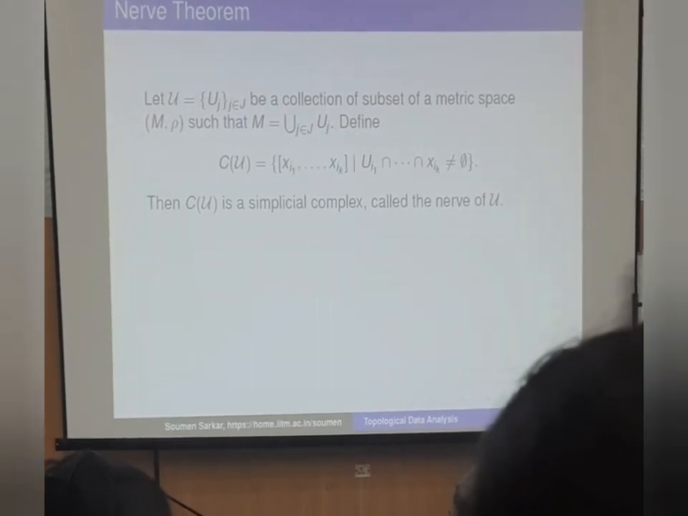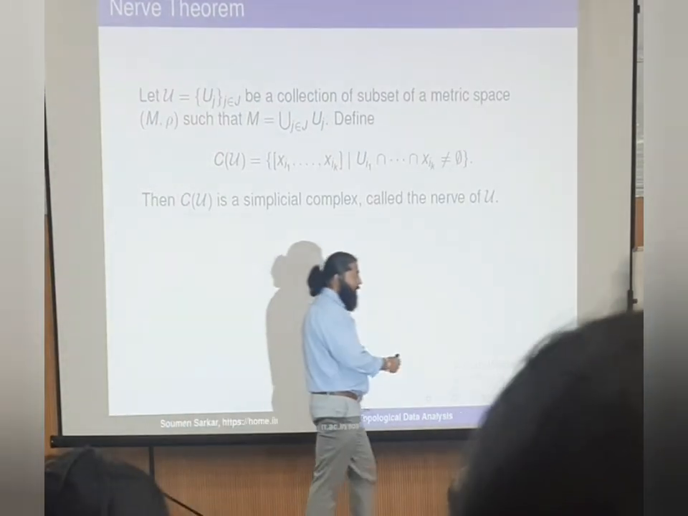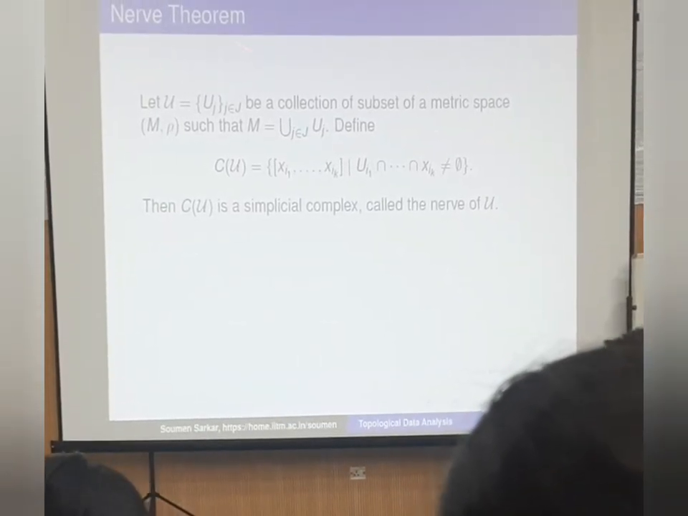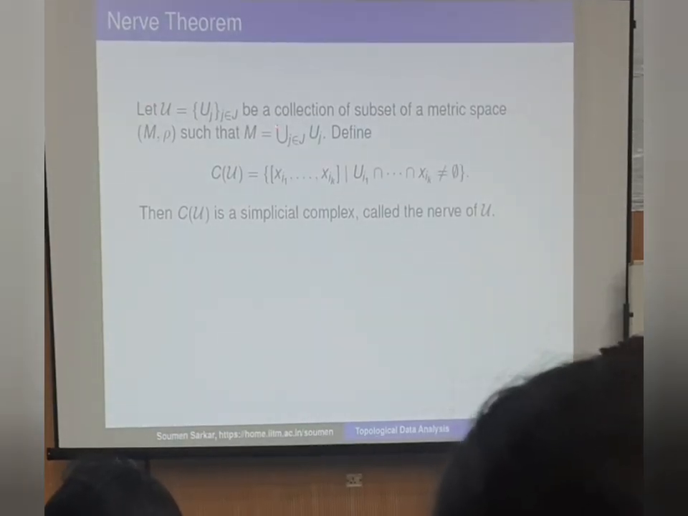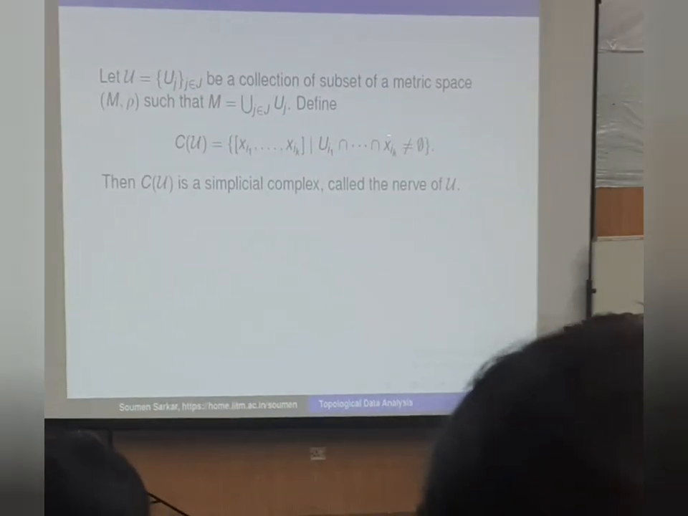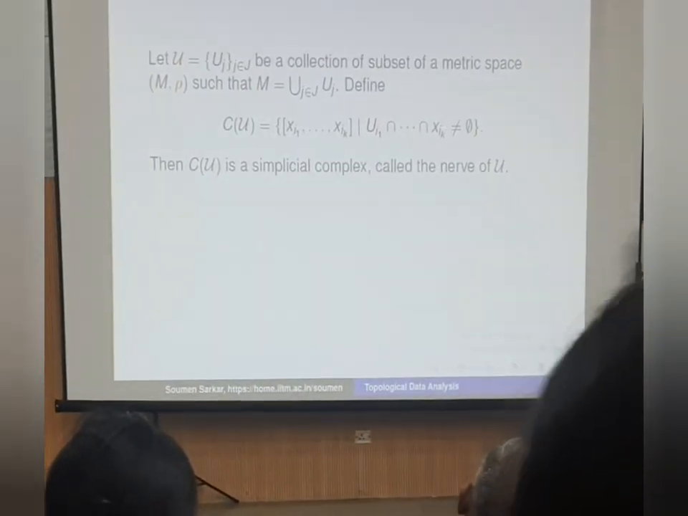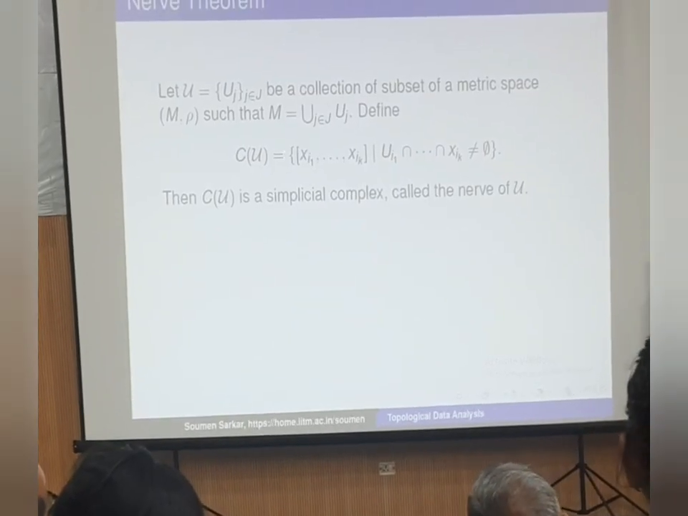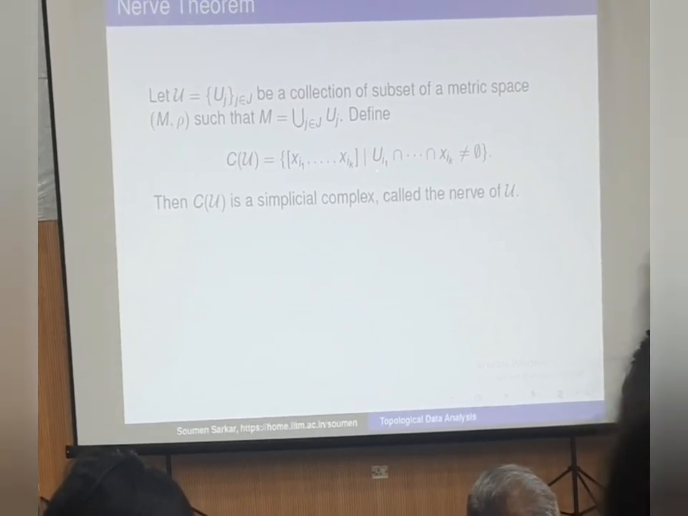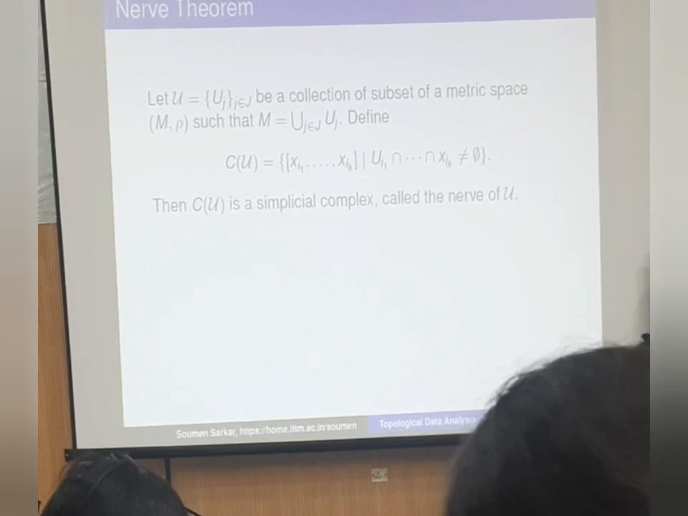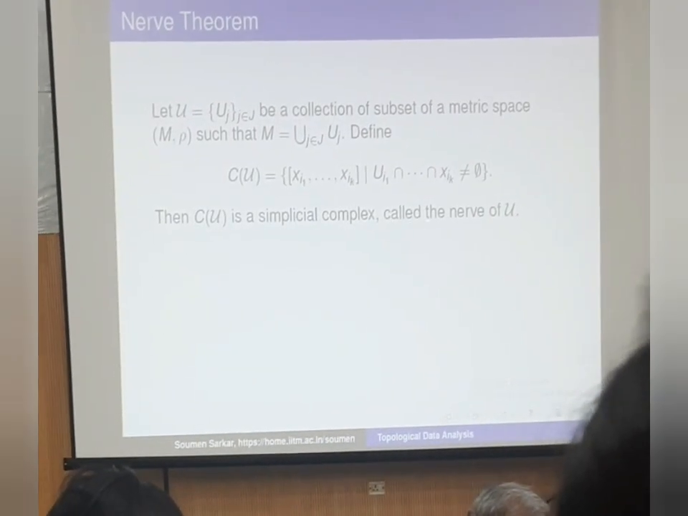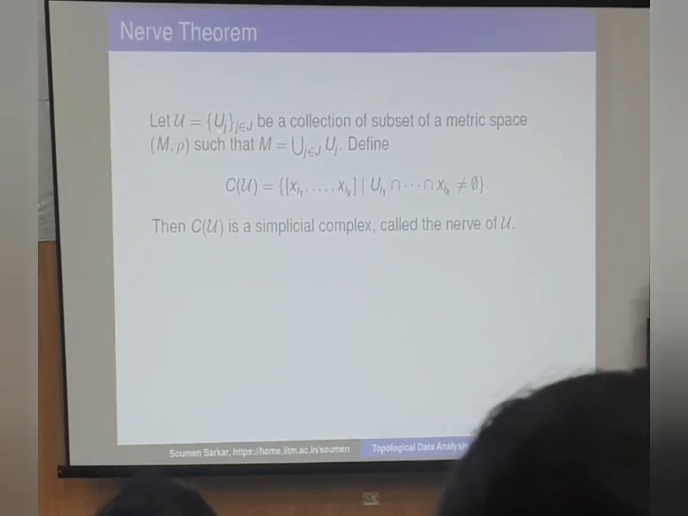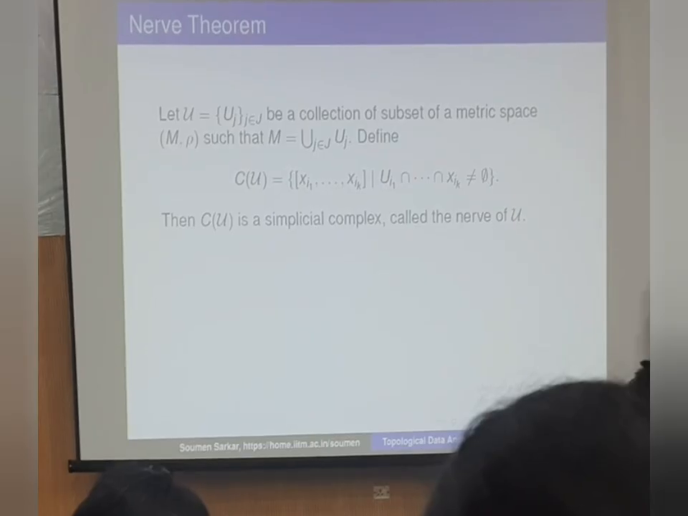So, in topology, if we are given a metric space, that means it is a topological space and it has open subsets. So we can define open subsets, and we take the collection of open subsets. If that collection satisfies a similar condition, that the intersection of U_i1 to U_ik is non-empty, then we will say this is a simplex. So we will take this collection of simplices and say that this is a simplicial complex called the nerve of this covering. So what is the connection between this simplicial complex and the previous one, the Čech complex?